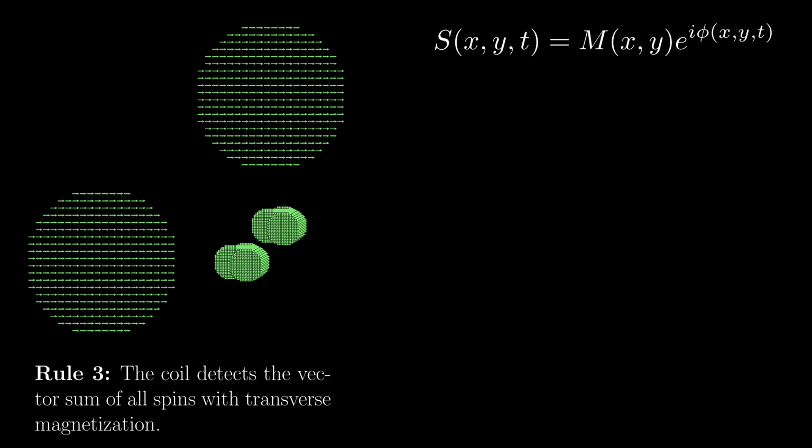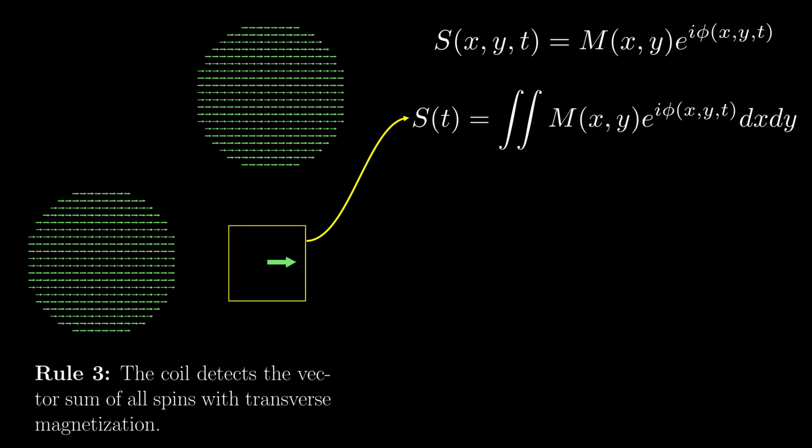So mathematically, our detected signal S of t is the integral of all spin magnetic moments across x and y. So this expression actually describes what the coil sees. And somehow we have to reconstruct our image m sub xy from our recorded signal S of t. Does this expression look familiar? Sure looks like an inverse Fourier transform, right? But not quite. Can you see what's missing? We're integrating over space here, dx and dy.